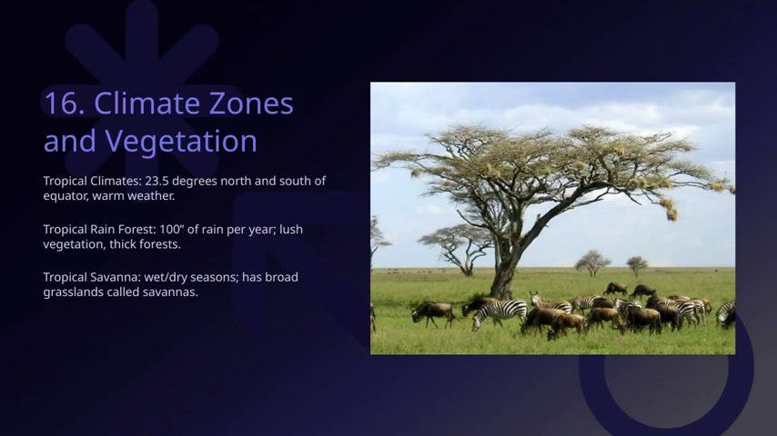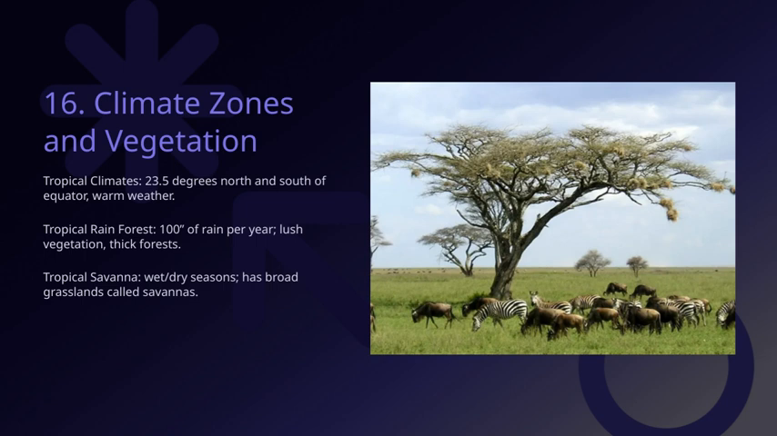Let's take a closer look at some of the key climate zones and their vegetation. First, the tropical savanna. This region experiences distinct wet and dry seasons, which influence the landscape significantly. You'll notice it has broad grasslands known as savannas, which support a variety of wildlife and are vital for agriculture in many areas. Moving on, we have the tropical rainforest.